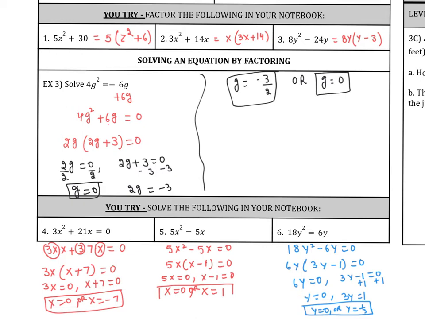Next is 18y squared minus 6y. The first step is always to bring the equation to one side, so the other side should be equal to 0. Now 18y squared minus 6y equals 0. Now we have to find the GCF between these terms. The GCF is 6y. 18y squared divided by 6y is 3y. 6y divided by 6y is 1. You're going to set them equal to 0 one by one, and here you get y equals 0, and for this one, add 1 on both sides and divide by 3 on both sides, and you get y equals 1 over 3.